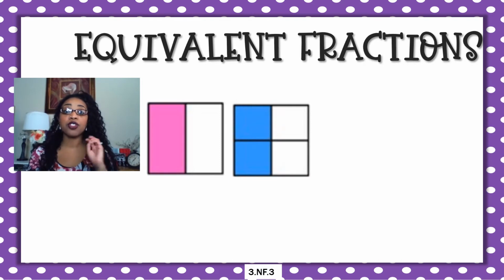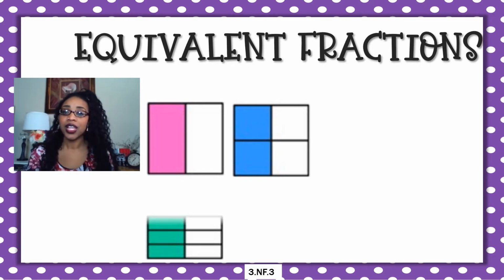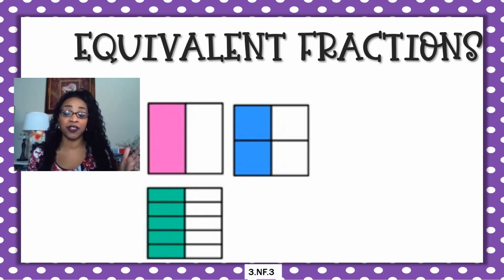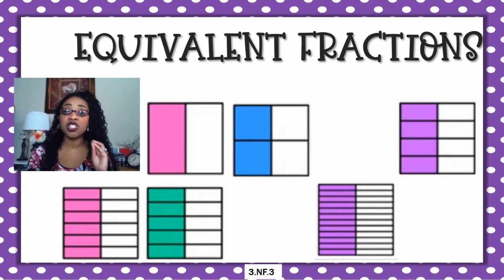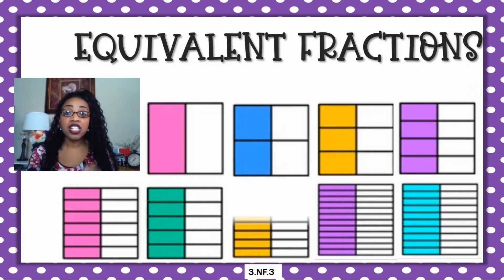So, I'm given now two squares. They are partitioned in halves and fourths, but I see that in both models I have the same amount shaded, so these must be equivalent fractions. Here we go again. I just partitioned it differently, but it's the same amount shaded, so this is another equivalent fraction. And again, I just partitioned the shape differently, but the same amount is shaded, so this is an equivalent fraction. I can continue partitioning this square into different parts, but as long as my shaded part stays the same, I know that these are equivalent fractions.